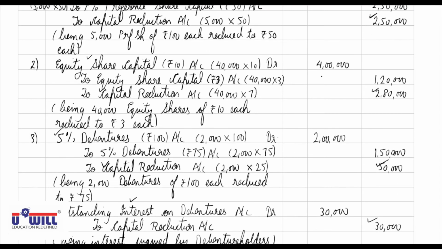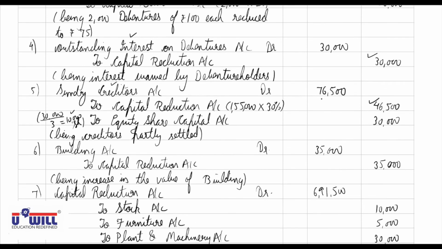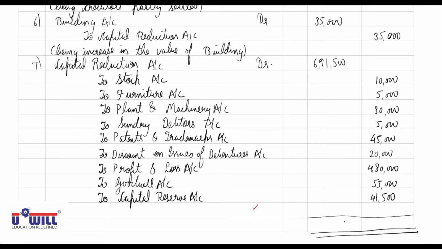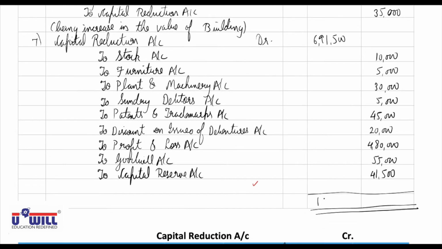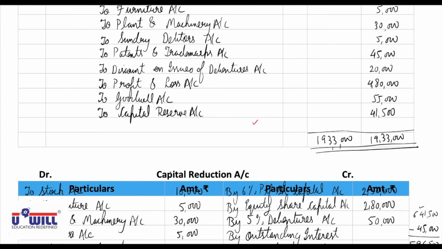5 lakhs plus 4 lakhs, 9 lakhs plus 2 lakhs, 11 lakhs, 11 lakh 30,000, 12 lakh 6,500, 12 lakh 41,500. So 19 lakh 33,000 must be the total of... okay, sorry, not balance sheet, journal entry. 19 lakh 30,000 must be the total of journal entry.